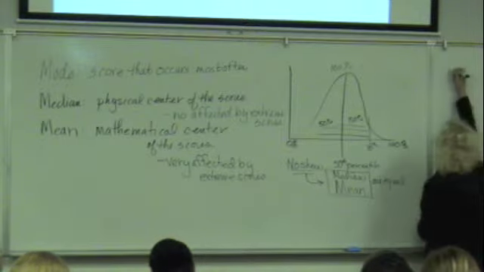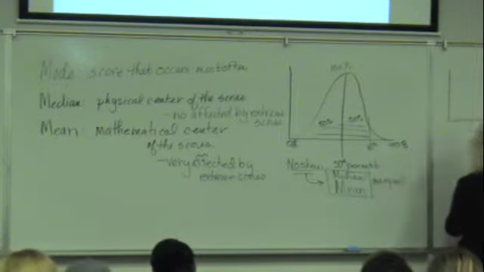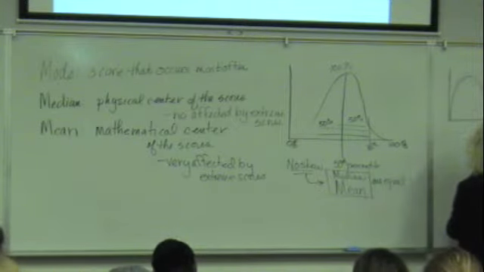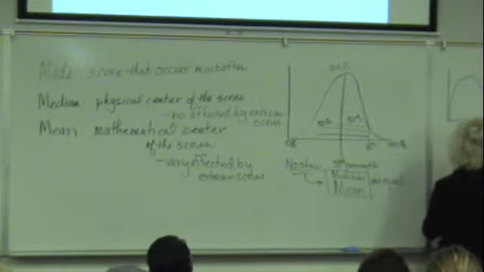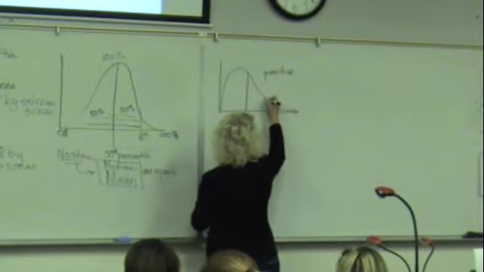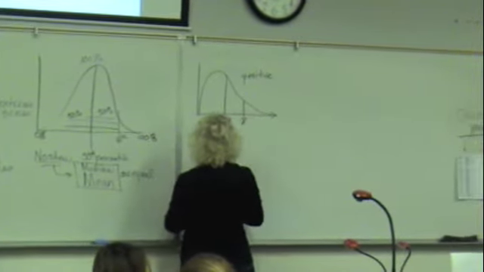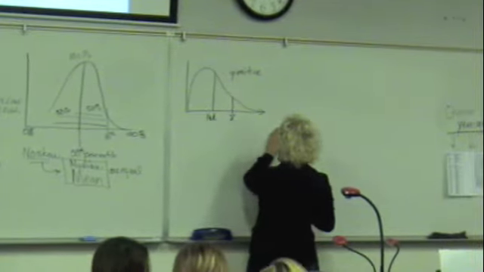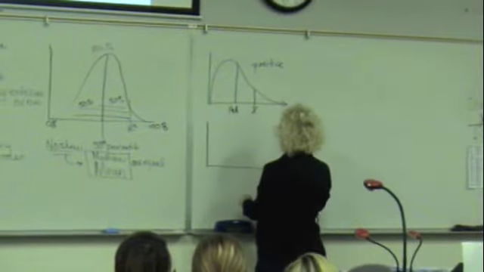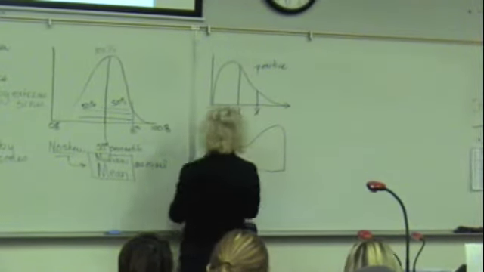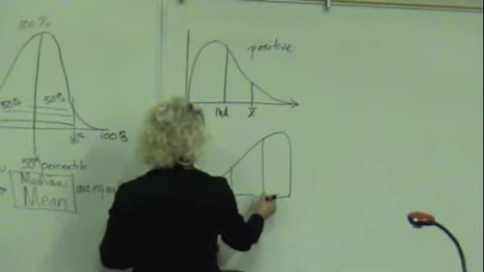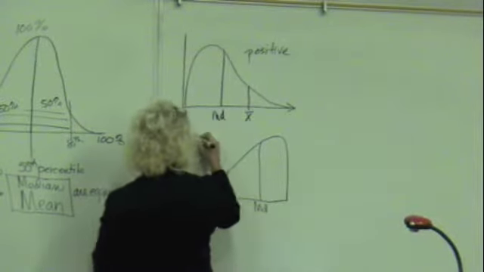So for instance, when we have positive skew, going in this direction, the median's about here, and the mean is here. The mean is pulled by the extreme scores. On this one, there would be high scores. And this way, the mean is here, and the median is about here. So this is negative skew.